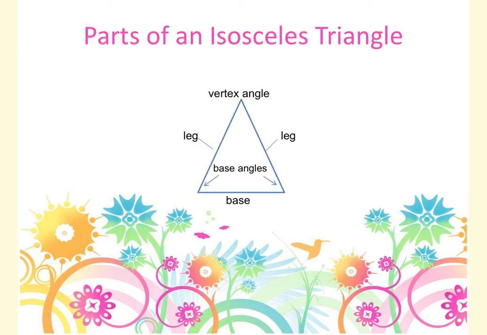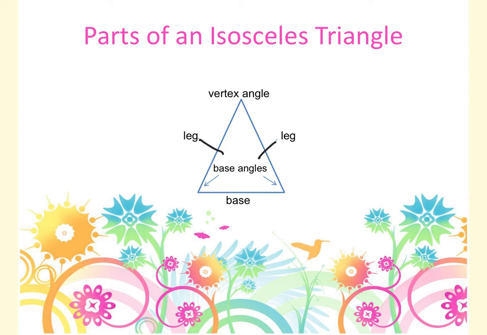So parts of an isosceles triangle have specific names. The two sides that are congruent are called the legs. The non-congruent side is called the base. The angle where the two congruent sides meet is called the vertex angle. The other two angles are called base angles. Base doesn't always necessarily mean bottom.